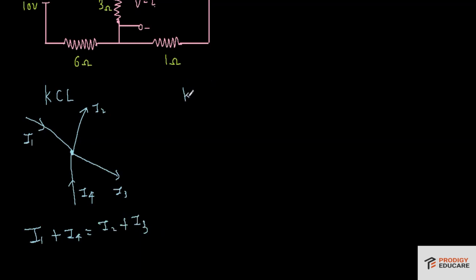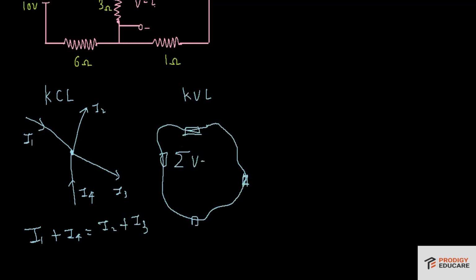Then talking about KVL, what KVL says is that consider any loop in that there are say n number of electrical components attached. Here is a component, here is a component, here is a component, and so on. So what KVL says is that the net voltage drop across all the electrical components in a loop must be equal to zero. That is, I'll simply represent it as summation V equal to zero. Now how to actually apply this, we'll be quickly learning that while doing the example.